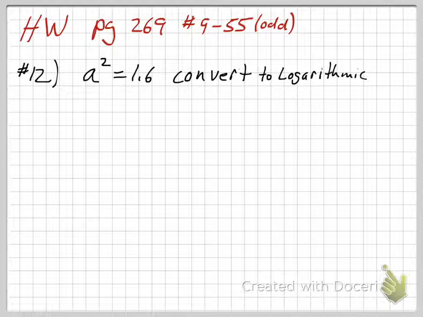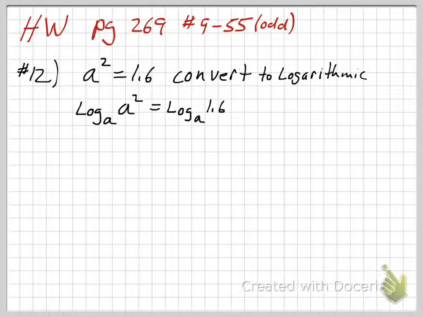So the first thing I'm going to do is take the logarithm of both sides of the equation. It's an algebraic operation. If I add something to one side of the equation, I have to add it to the other. If I take the square root of one side, I take the square root of the other. If I take the logarithm of one side, I have to take the logarithm of the other.